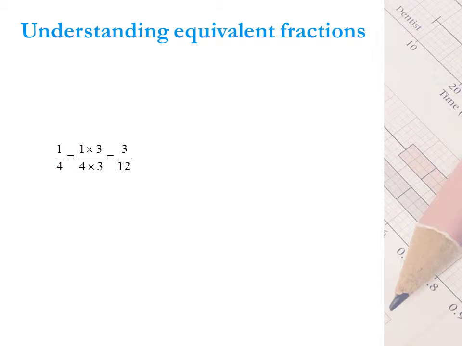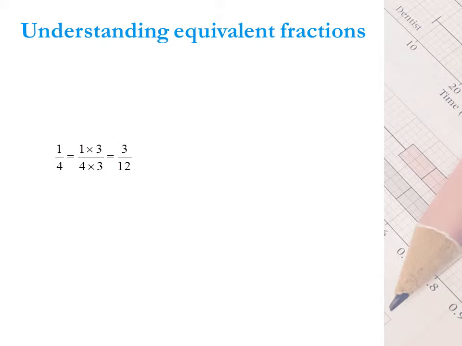Okay, understanding equivalent fractions. Let's look at the fraction 1 over 4. Do you see that fraction? What I did there, I multiplied the top and the bottom by the same number, so I can get an equivalent fraction. So I multiplied the 1 and the 4 by 3. And what I got was 3 out of 12.